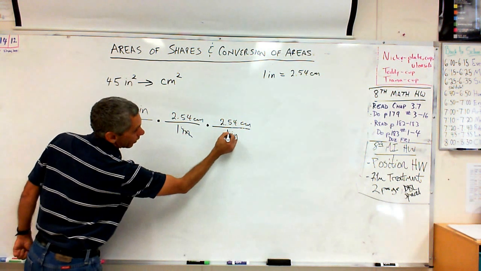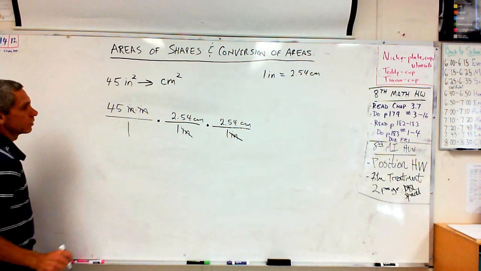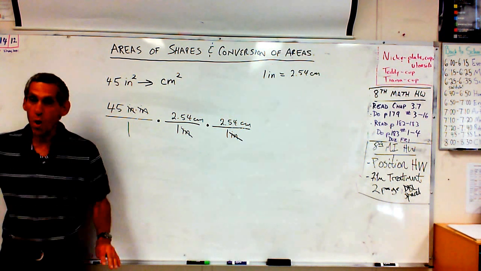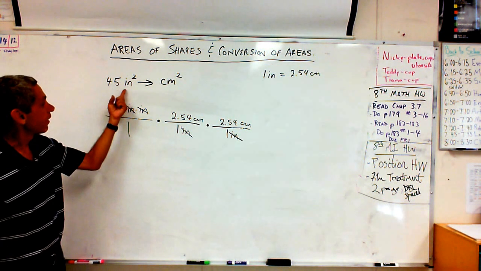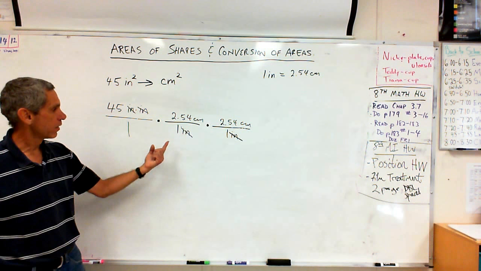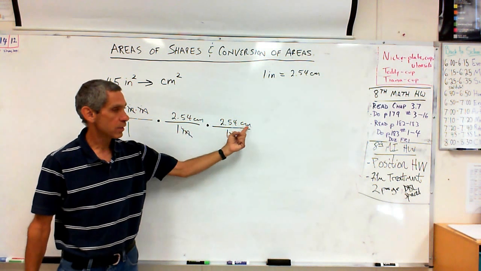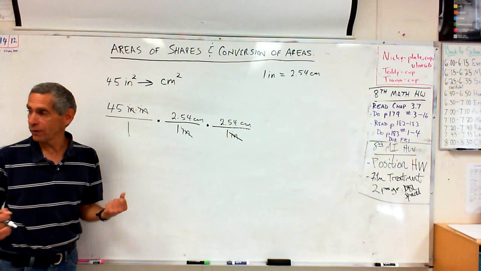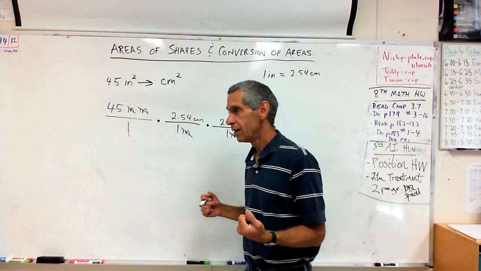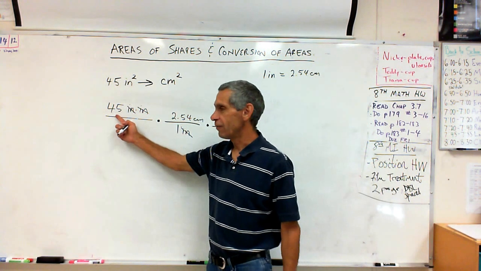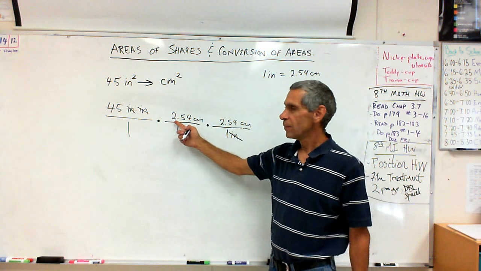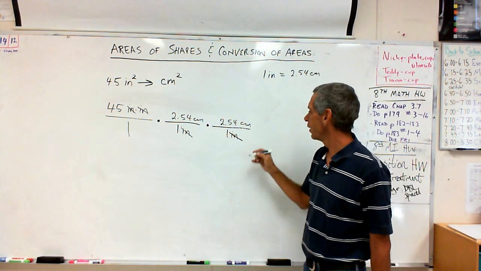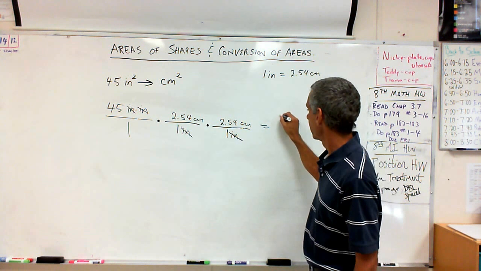Now the fun part, you cross out the inch, you cross out the inch. Do I have any inches left? No. That is a good thing. I have now, do I have centimeters squared? Centimeter times centimeter is centimeter squared. Yes! So now I need somebody with a handy-dandy calculator. All right. 45 times 2.54 times 2.54. 290.322.